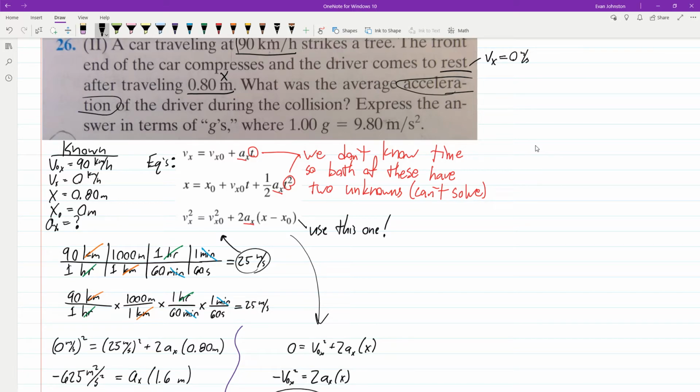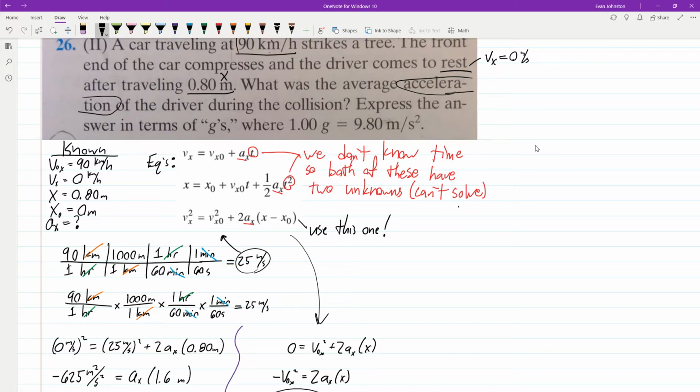We weren't given a time though. So equation 1 doesn't work. It's garbage. We have 2 unknowns, so we can't solve it. Bummer, awkward. Equation 2 ends up being the same. We know X, we know X naught, we know the initial velocity, but again, we have time and acceleration here. We can't use this one. Hopefully the third one works.